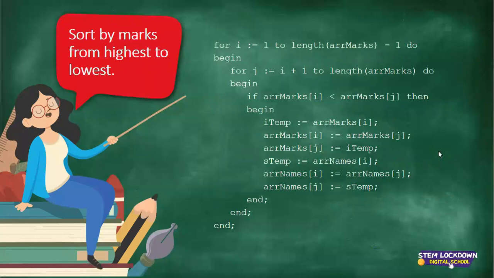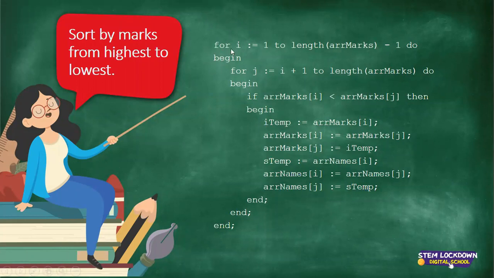So how do we do that? Let's look at the code. So here's a typical example of us having two arrays, one for names, one for marks. And this one is where we decide to sort the marks from highest to lowest. Okay, so hopefully you will recall this part over here.